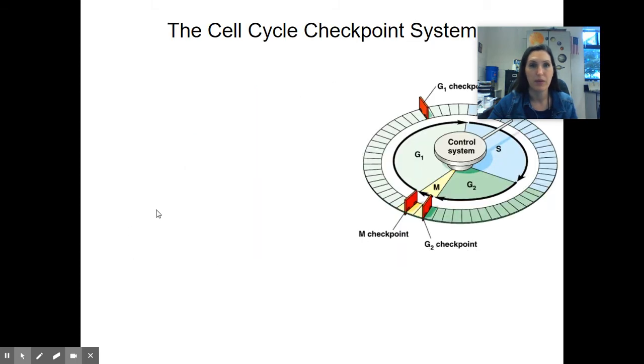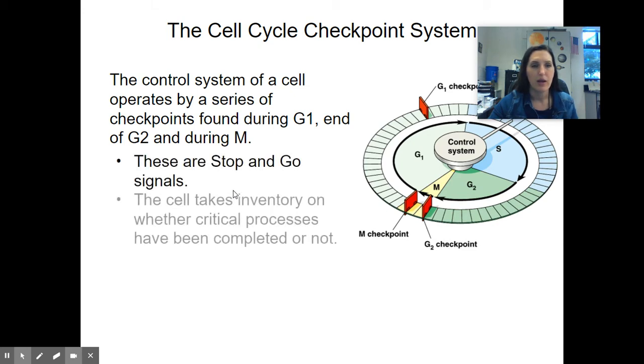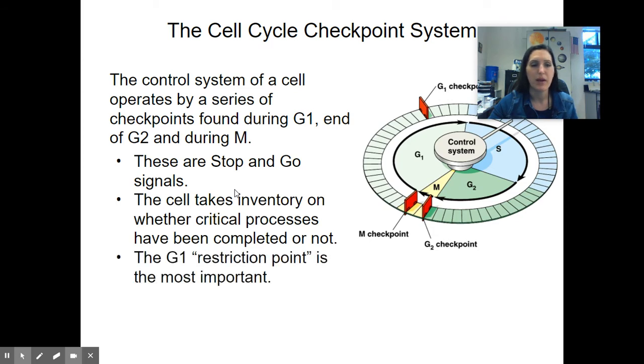Then we go through mitosis and we go to the M phase checkpoint before we finally make our new cell. Okay? The control system of a cell operates by a series of checkpoints found during G1 and the end of G2 and the M. Okay, they're stop and go signals. And they take inventory. The G1 restriction point is the most important one. So this one right here.